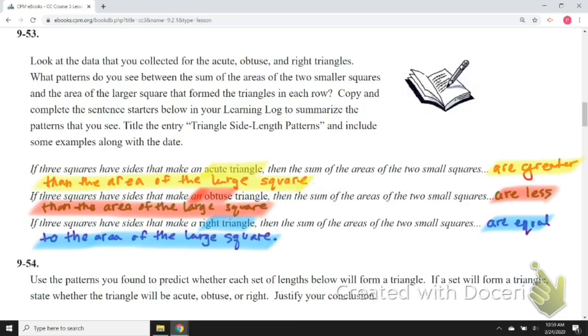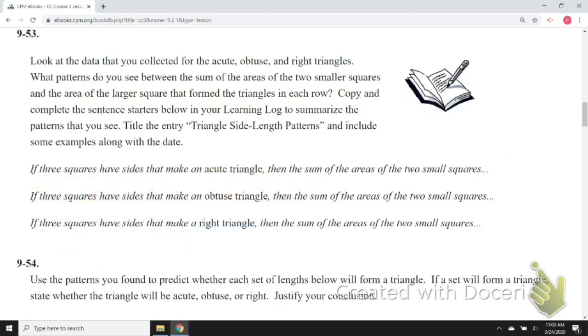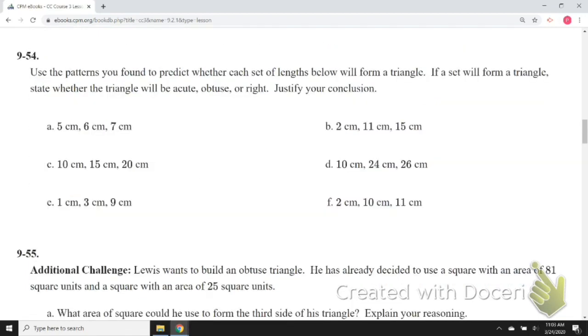Okay, let's go ahead and move on to the next problem. 9-54 says, use the patterns you found to predict whether each set of side lengths below will form a triangle. If a set will form a triangle, state whether the triangle will be acute, obtuse, or right. Then justify your conclusion. Okay, so you've got 6 examples here that I want you guys to actually now try out on your own.